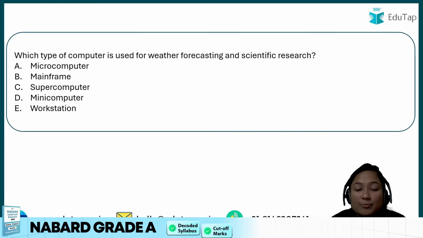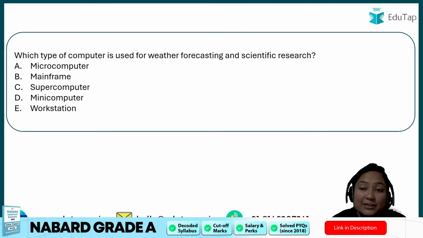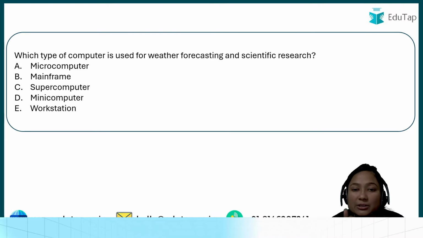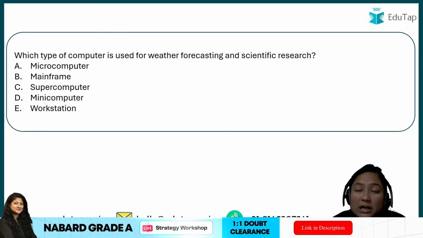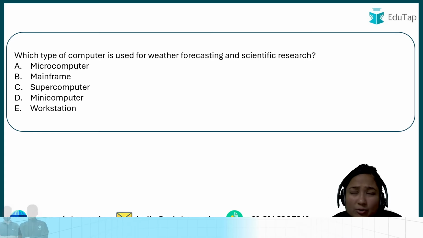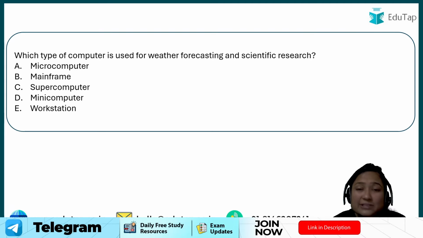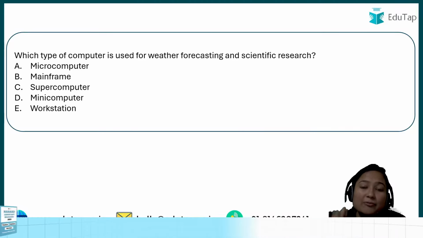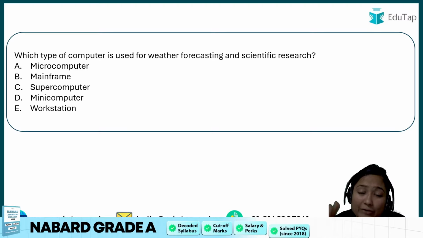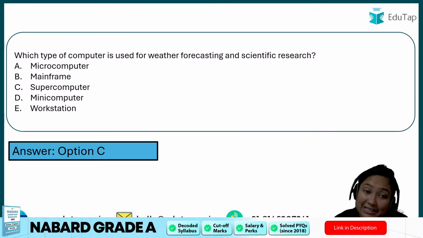Now, which type of computer is used for weather forecasting and scientific research? Understand this, students. When we are talking about weather forecasting or scientific research, a lot of things are variable. Things are changing. You will have to see the wind speed, the pressure, the rays, the sunset. You will also have to consider the geographical situation, and you will have to see the chart in history, what happened there. Then only you can reach the data, and that is why the computing power required for this type of task is very high. Only one type of computer can do it, that is option number C, that is supercomputer.